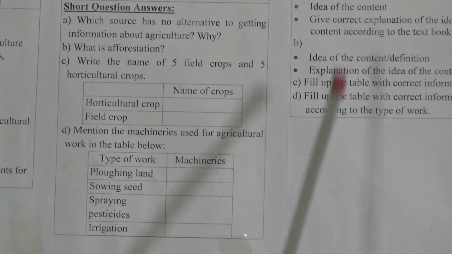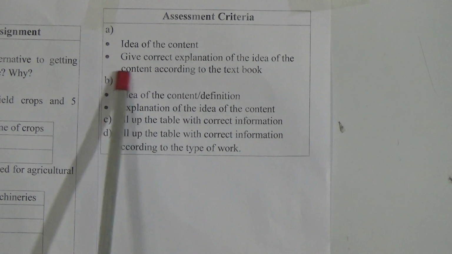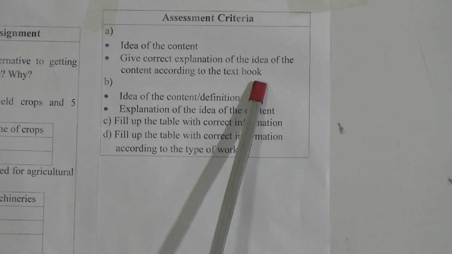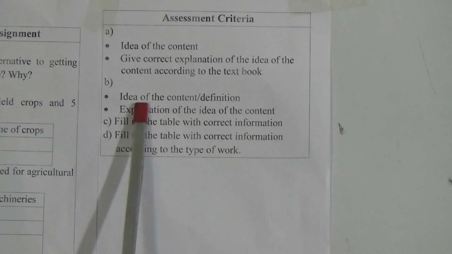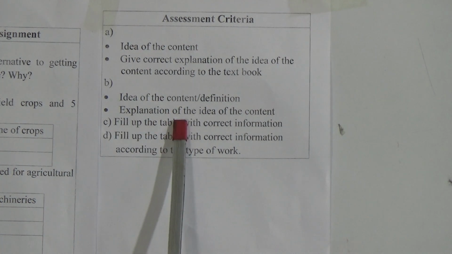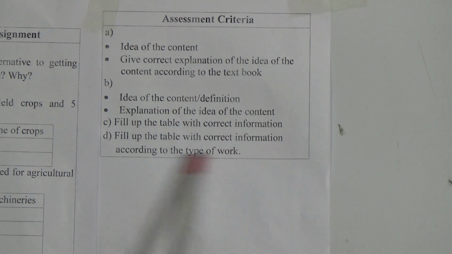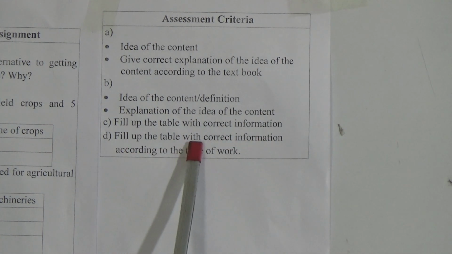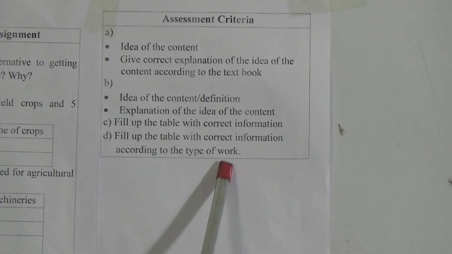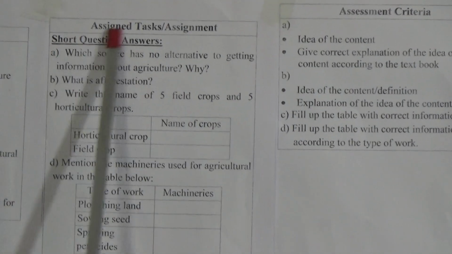And here this is assessment criteria. Idea of the content, give correct explanation of the idea of the content according to the textbook. And number B, idea of the content or definition, explanation of the idea of the content. Fill up the table with correct information, and number D, the last one is fill up the table with correct information according to the type of work. So students, now we will talk about our assigned task.